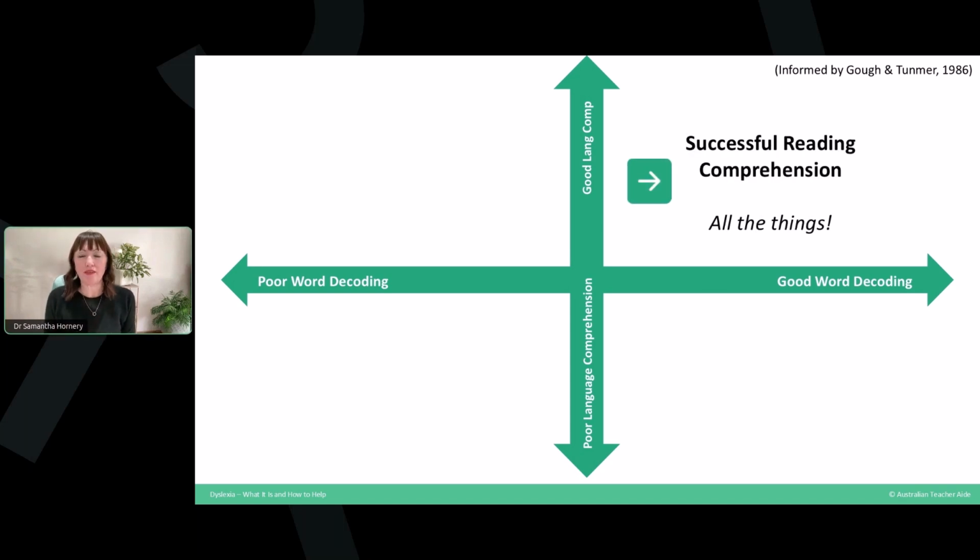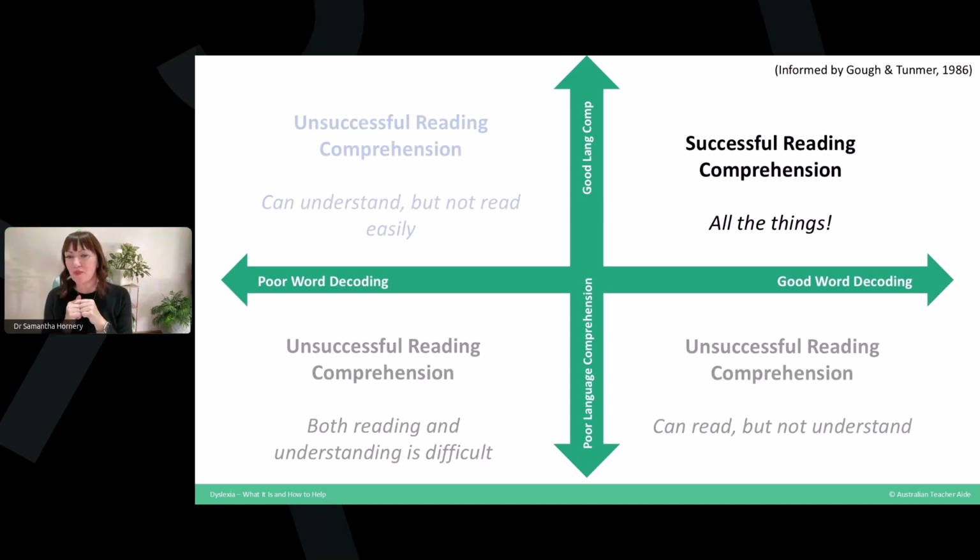A good reader, so someone sitting in the right-hand corner here, can read all the words on the page and know what they mean. There are lots of them in the classroom. That might have been you as a child. You have all of the skills you need to be able to read easily. They're still going to get great teaching, but they are not the kids we're here for today.